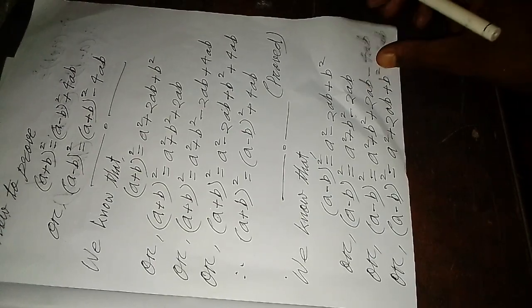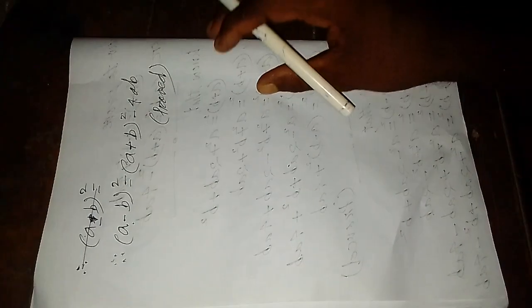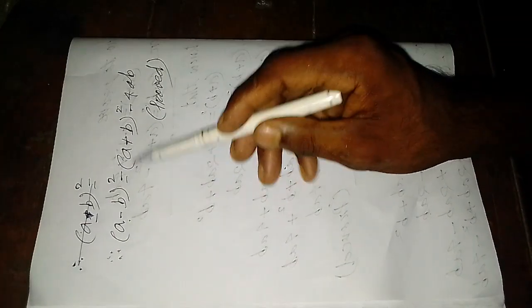Last page we can see, so a square plus 2ab plus b square is a form of rules (a plus b) whole square. So that is proved, (a minus b) whole square equal (a plus b) whole square minus 4ab.